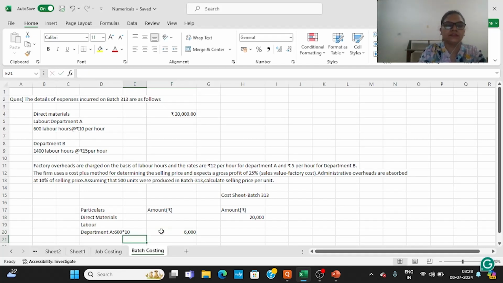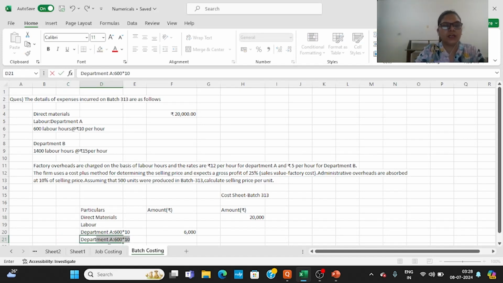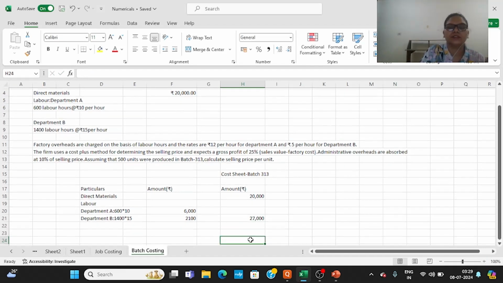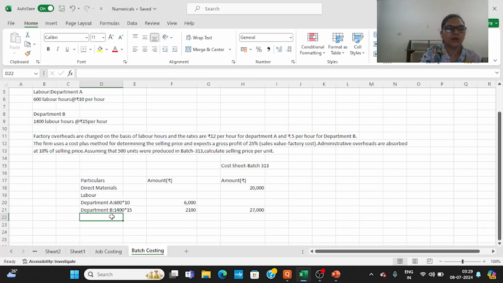Next is department B, 1400 into 15, which is rupees 21,000. So the total labor cost is 27,000. Understood? So this is prime cost.